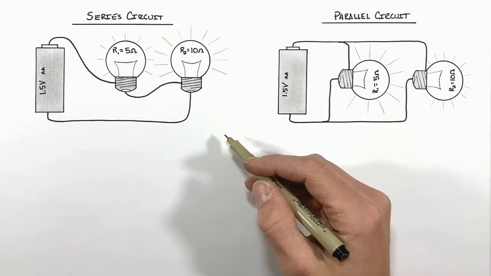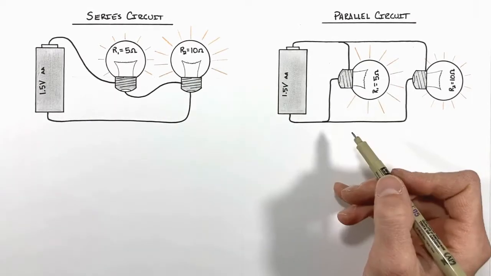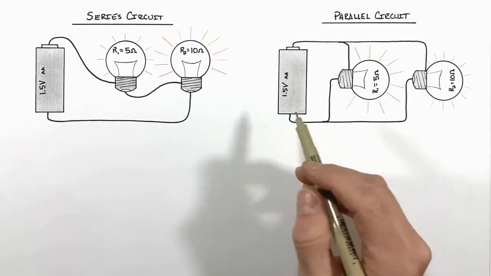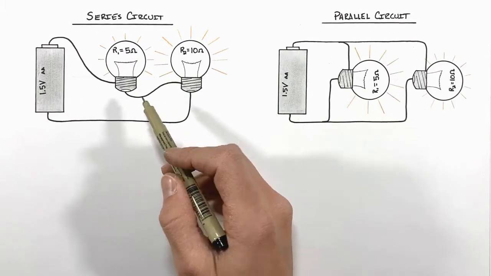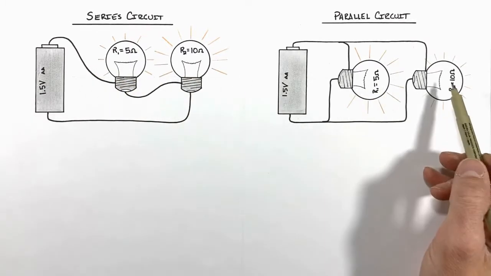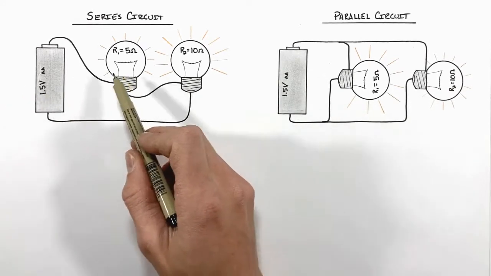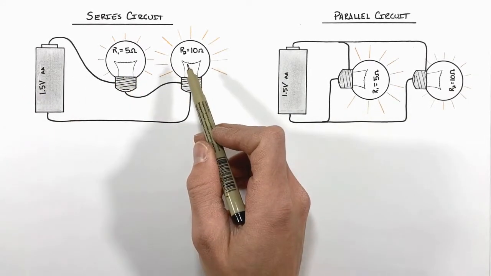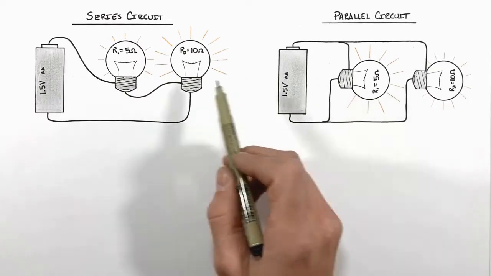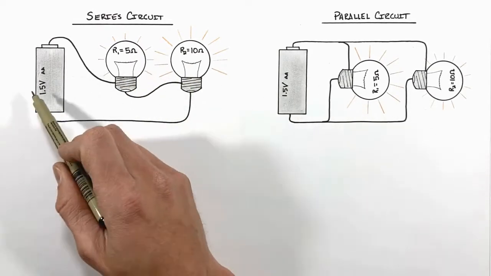Alright, today I'm going to show you the differences between series and parallel circuits. I'm also going to show you how to solve for the current and voltage through each component in both of these circuits. See, each of these circuits is made of a battery and two bulbs. But there's a critical difference between these two circuits, and that is how the bulbs are wired to the battery.